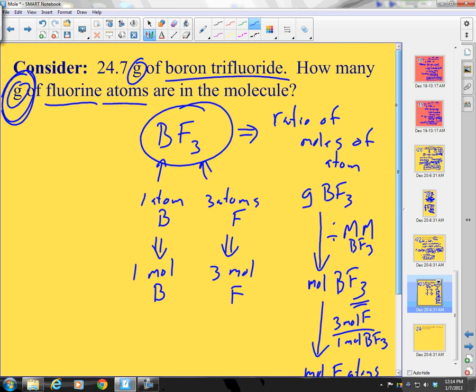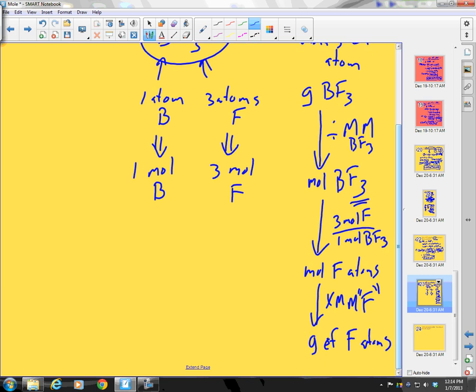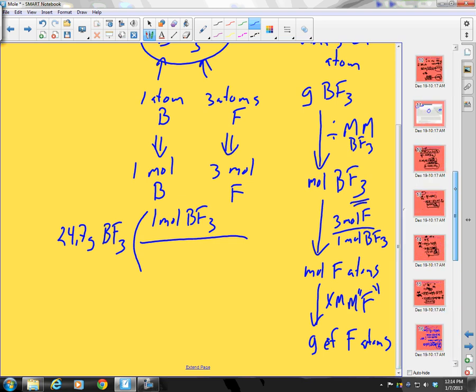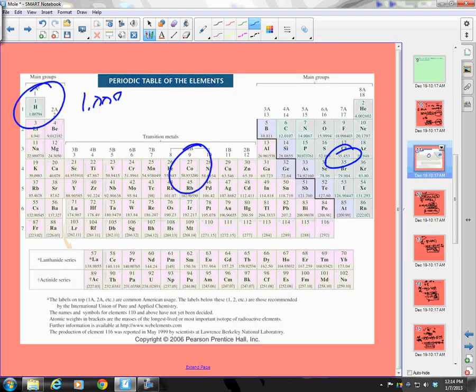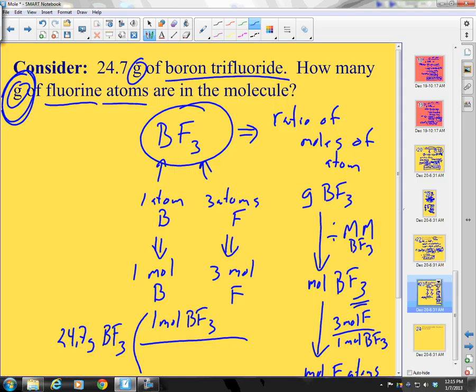Sure. Here we go. We have 24.7 grams of boron trifluoride. And I'm going to multiply that by its molar mass. So that means divide it by its molar mass. 1 mole of boron trifluoride divided by, okay, what is its molar mass? Well, what's boron? Boron looks like it's 10.81. Good.